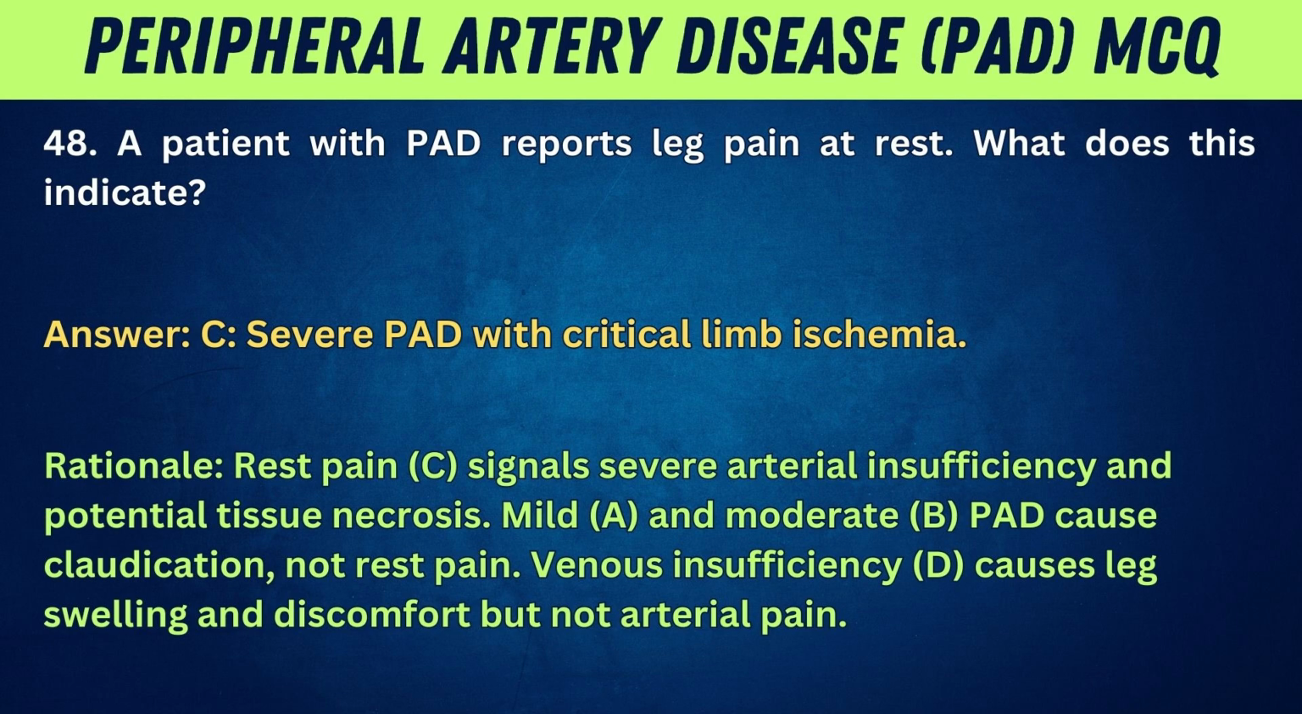Rationale: rest pain, C, signals severe arterial insufficiency and potential tissue necrosis. Mild, A, and moderate, B, PAD cause claudication, not rest pain. Venous insufficiency, D, causes leg swelling and discomfort, but not arterial pain.